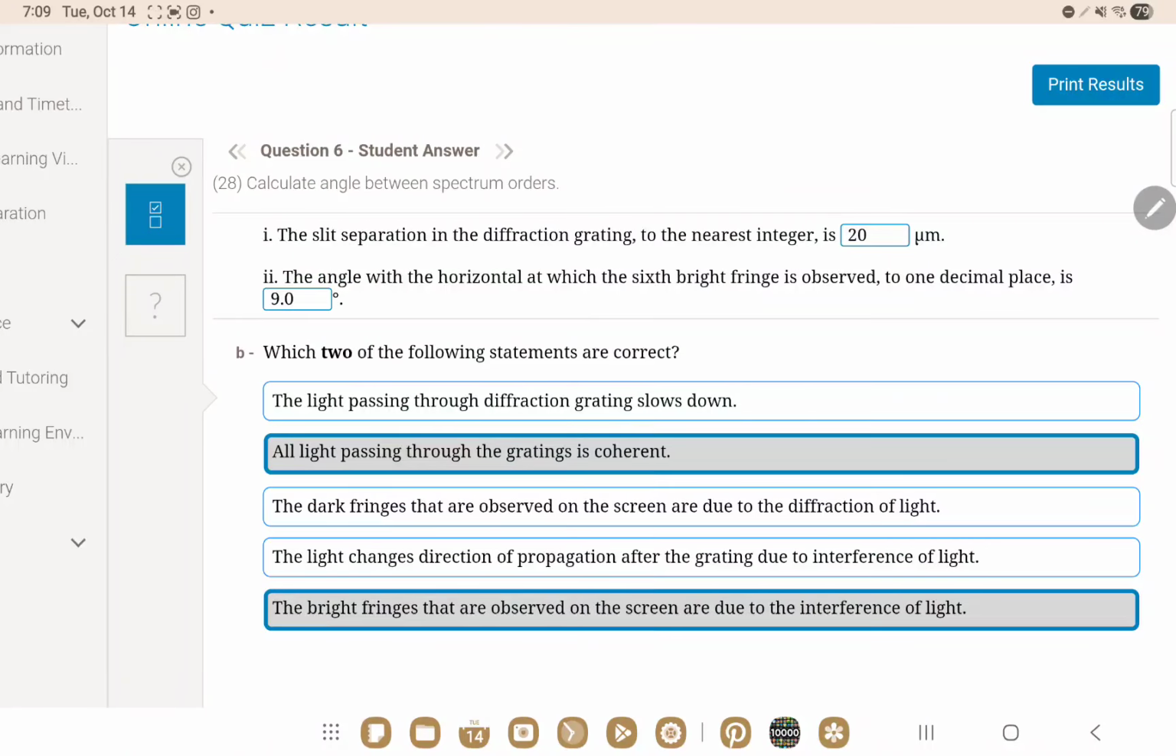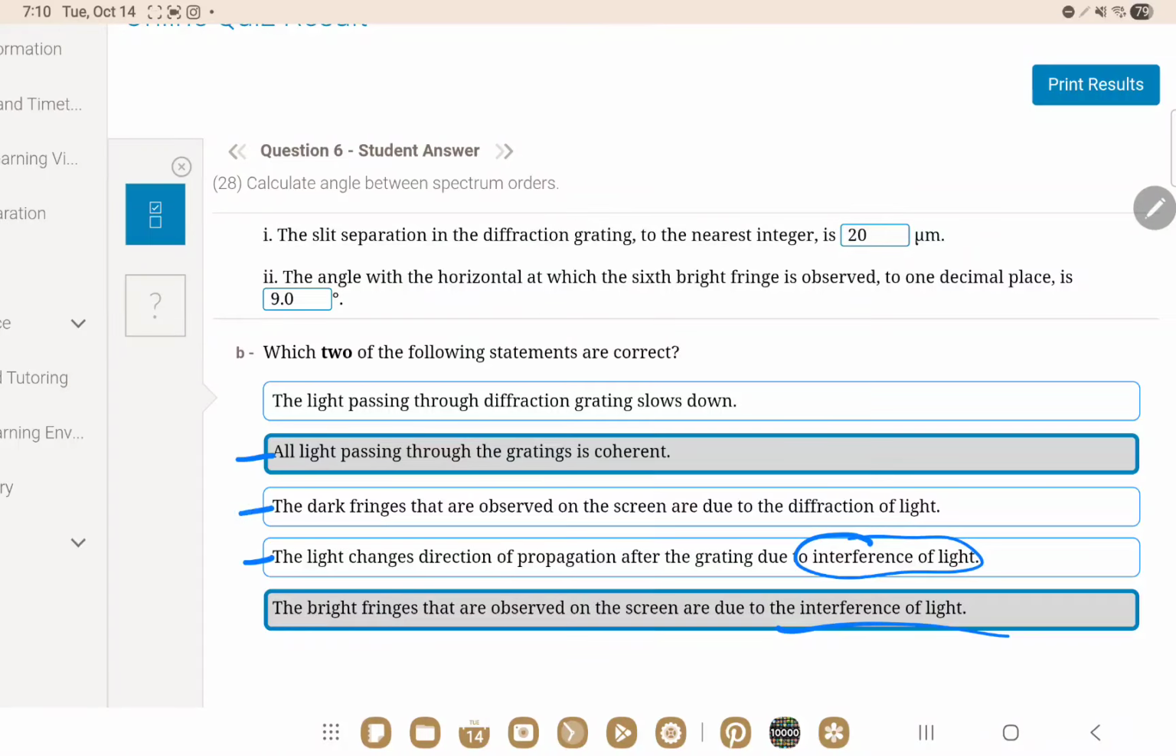Which of the following are true? The answers are: all light passing through the gratings is coherent. Yes, that's how we know they superpose. And the bright fringes that are observed on the screen are due to the interference of light. Of course. And here, let's see why these are wrong. The light changes direction of propagation after the grating due to interference? No, it is due to diffraction.